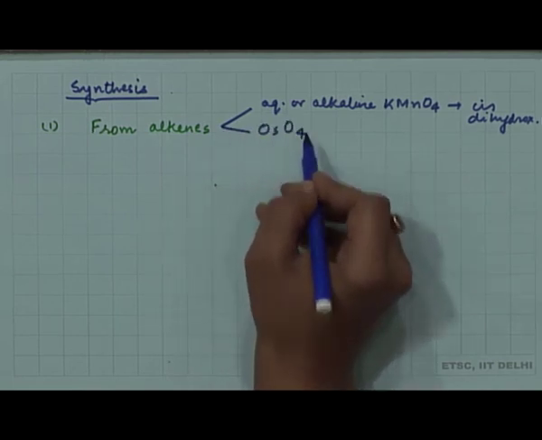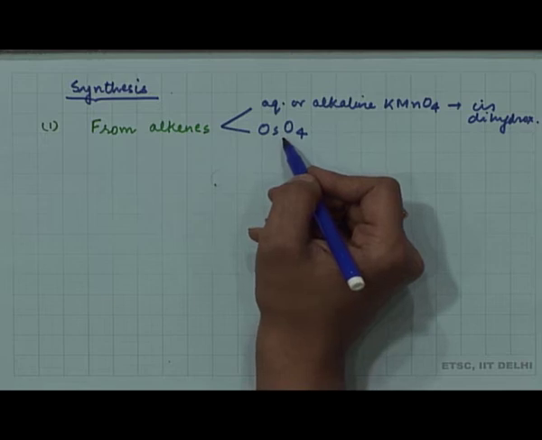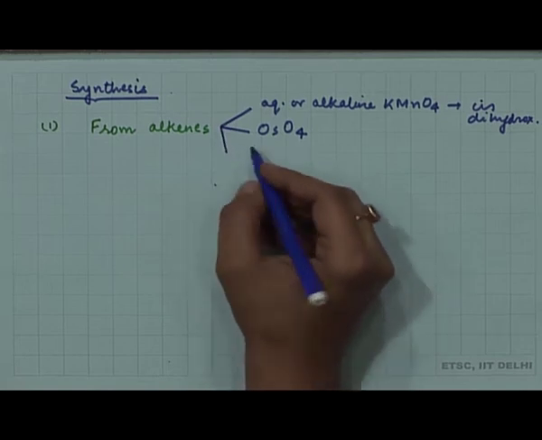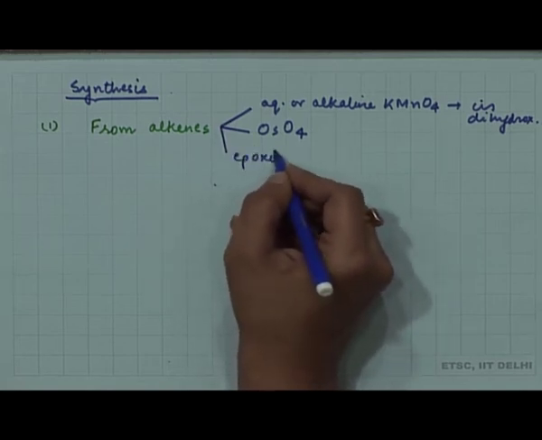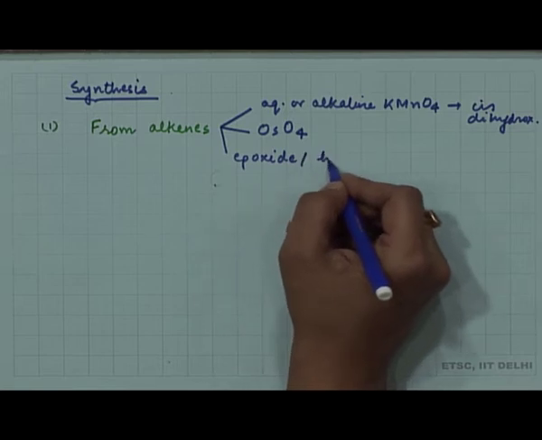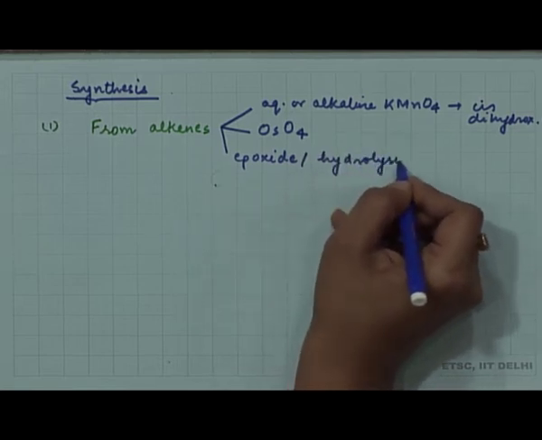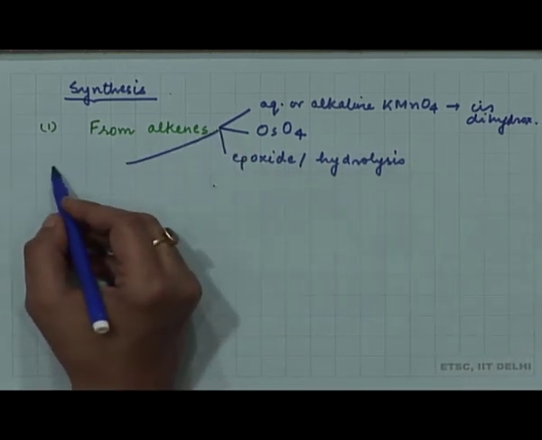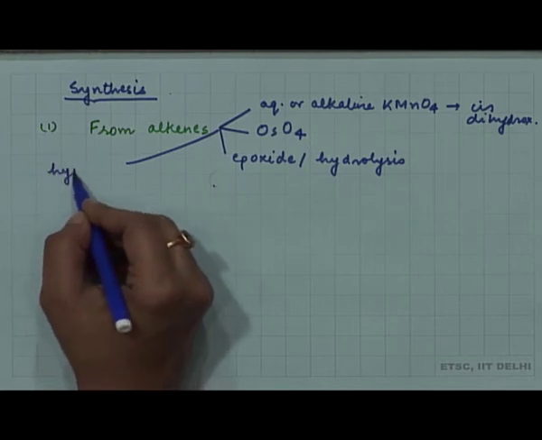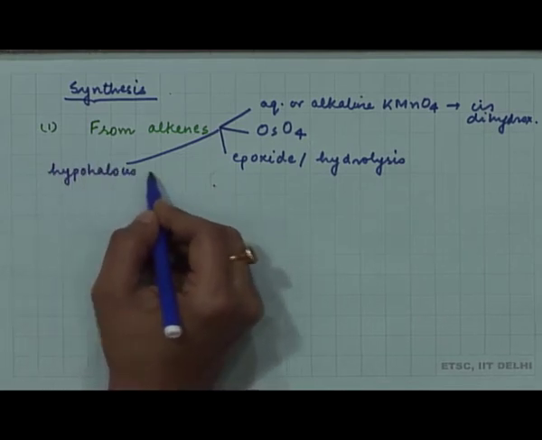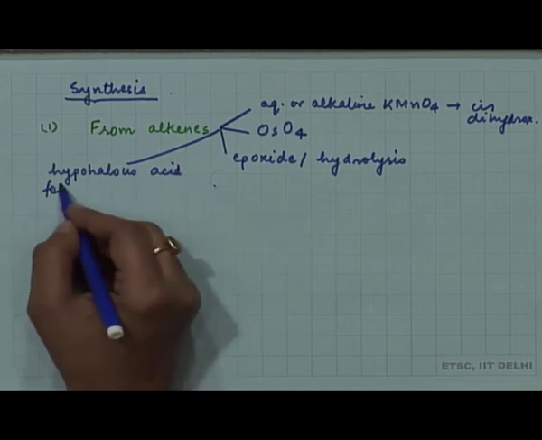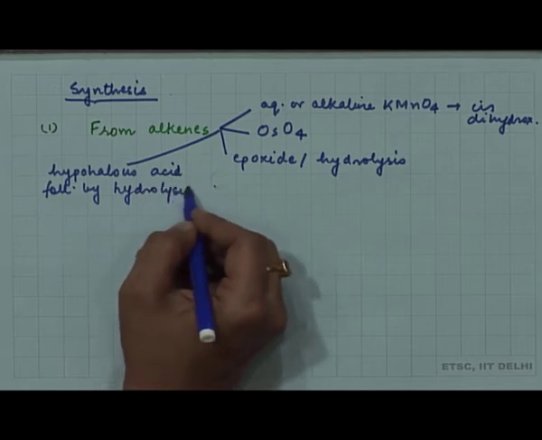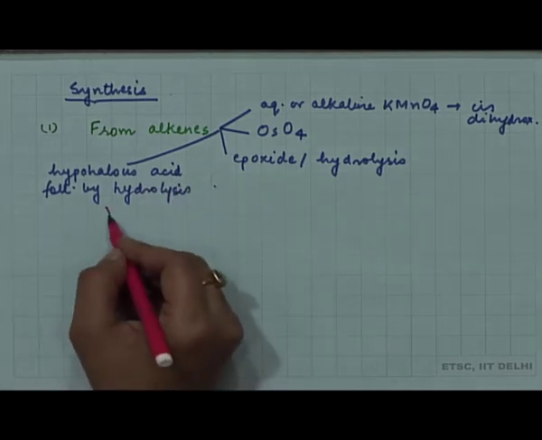The same thing was happening with osmium tetroxide; treatment of alkenes with osmium tetroxide was again giving you a dihydroxylated product. You could also make an epoxide out of an alkene followed by an acid catalyzed hydrolysis, which was also giving you a diol. Another method which we discussed was with the hypohalous acids followed by hydrolysis. If you recollect, I will just write it down in case you do not remember.